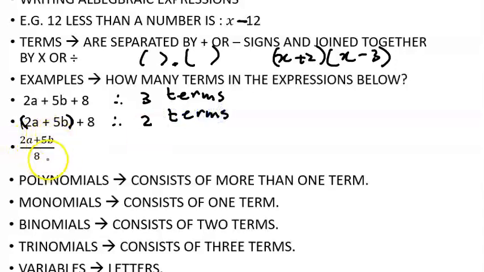2a plus 5b over 8. Remember, terms are joined together also by division. And there's our division sign there. Therefore, in this expression, there's just one term.